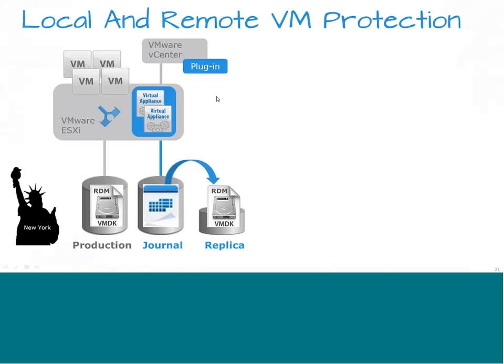RecoverPoint consists of 3 components. First of all is a splitter. You see here, this is a splitter. It means that the splitter is installed on every ESX server on which we want to protect virtual machines. So if I have 4 ESX servers, and I want to protect 10 virtual machines on 3 ESX servers, I will install those splitters on 3 ESX servers. This splitter is very easy to install. I have installed this myself. This is just a component of the ESX server.